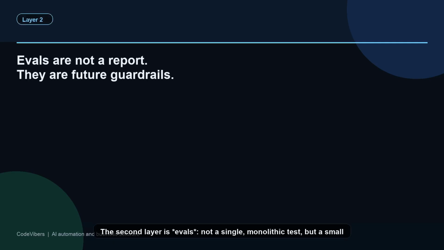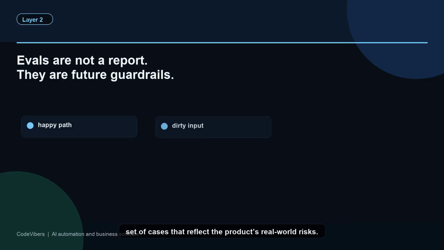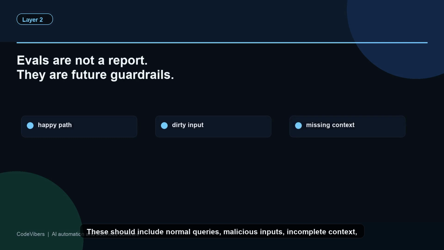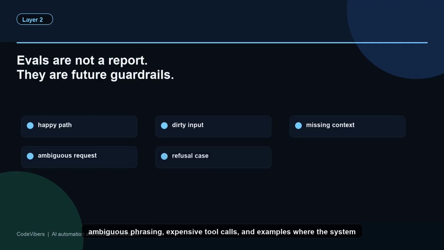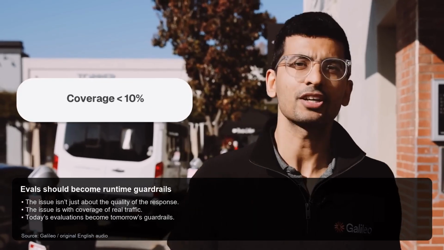The second layer is Evals. Not a single monolithic test, but a small set of cases that reflect the product's real-world risks. These should include normal queries, malicious inputs, incomplete context, ambiguous phrasing, expensive tool calls, and examples where the system should refuse to respond.